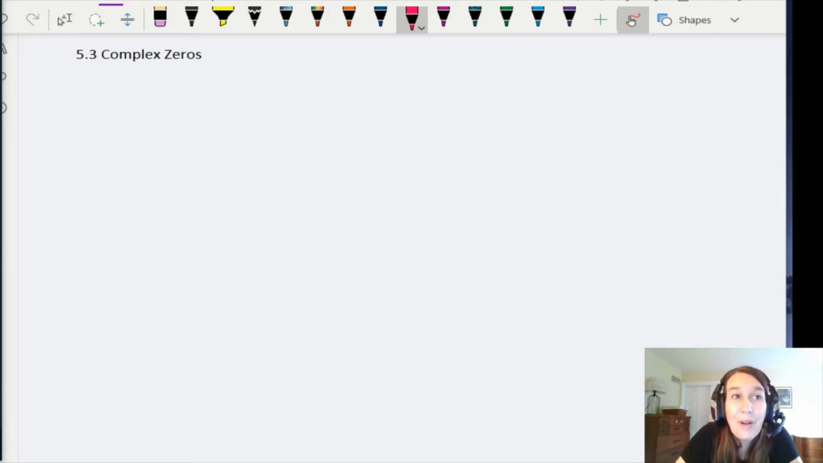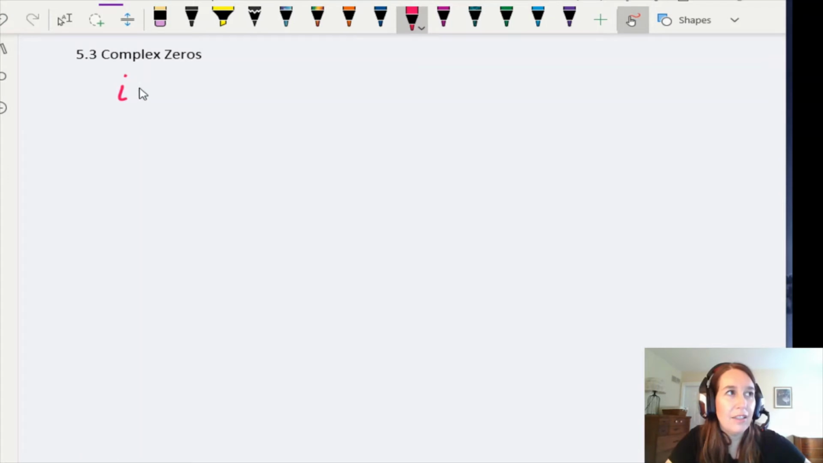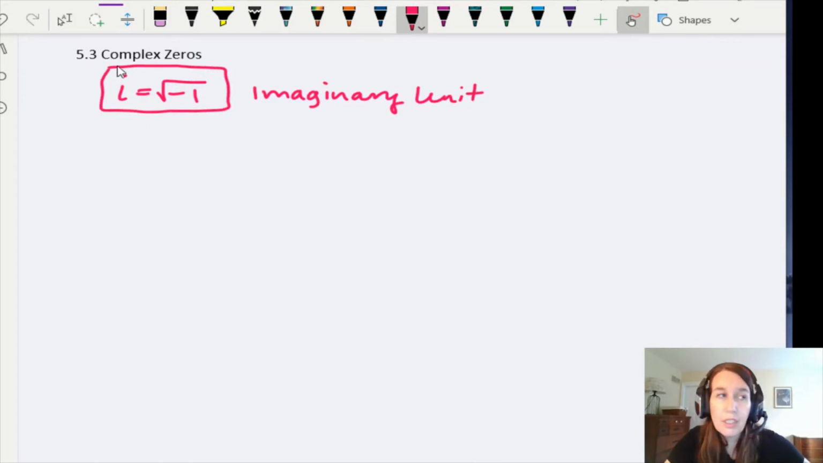Who wants to talk a little more about complex numbers? I know, exciting, right? So first of all, we just talked about how i is that imaginary unit, and that is the square root of -1, and that's called the imaginary unit. And we're going to use that when we're finding those real zeros.